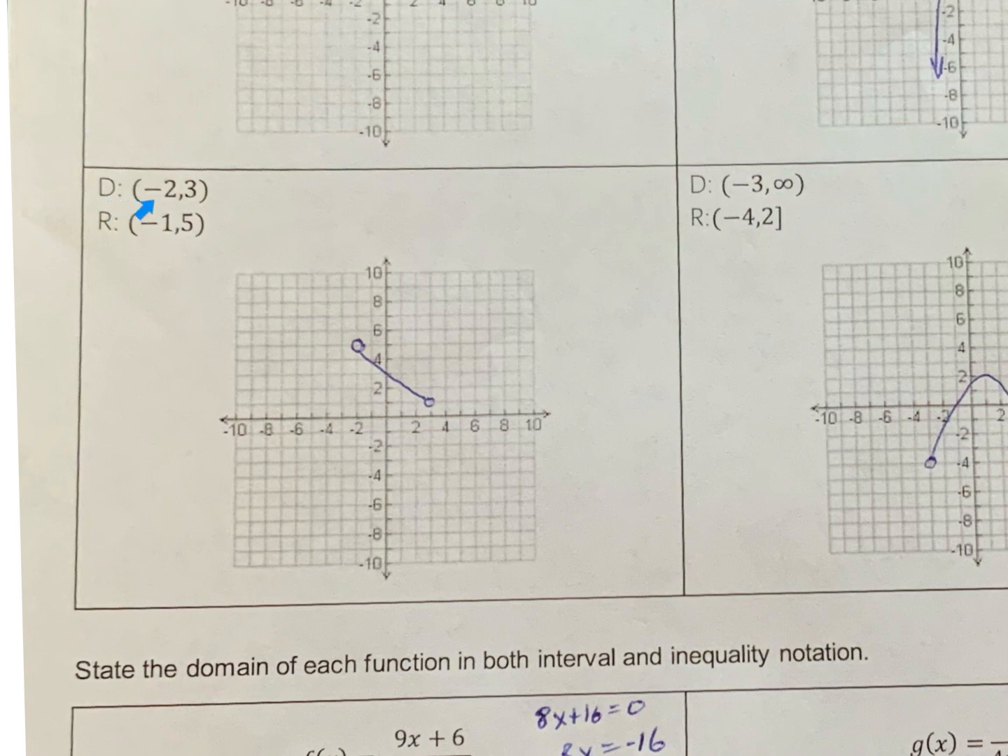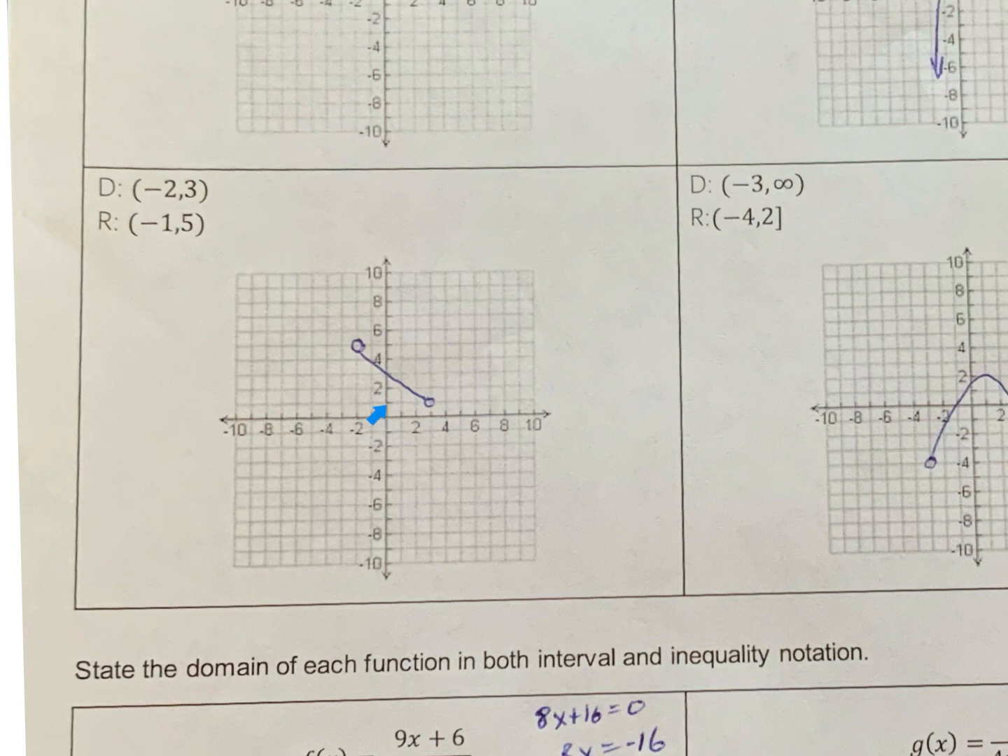This one, you have a domain of -2 to 3. So here on the x-axis from -2 over to 3, you can see I have a point that is farthest to the left at -2. It's an open circle, so that's where the parentheses comes in. Then it travels over to the right at 3, and that's an open circle, so there's a parentheses there. And then also the range is from -1 to 5.